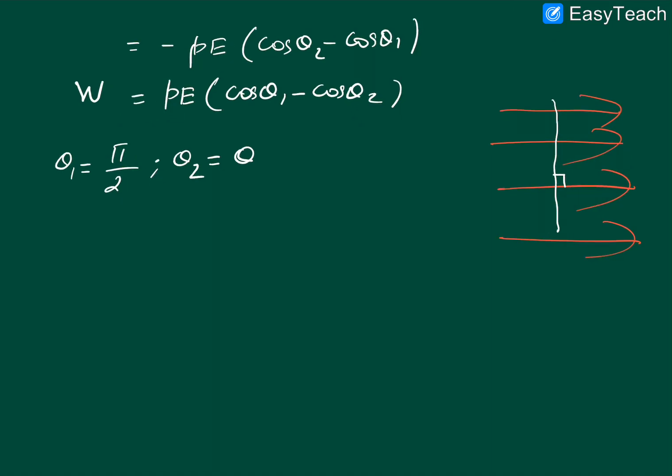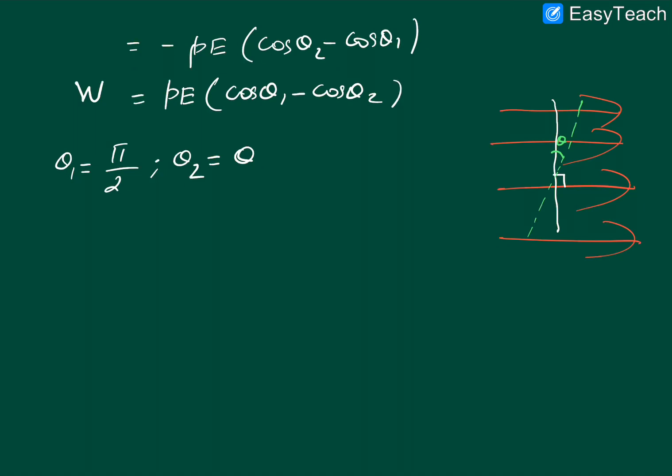you will assume that your dipole is rotated by an angle theta. Initially it is 90, then you will assume that from that 90 it is rotated by an angle theta. Okay, it is just for our convenience to set the reference point for potential energy. We will set like this.